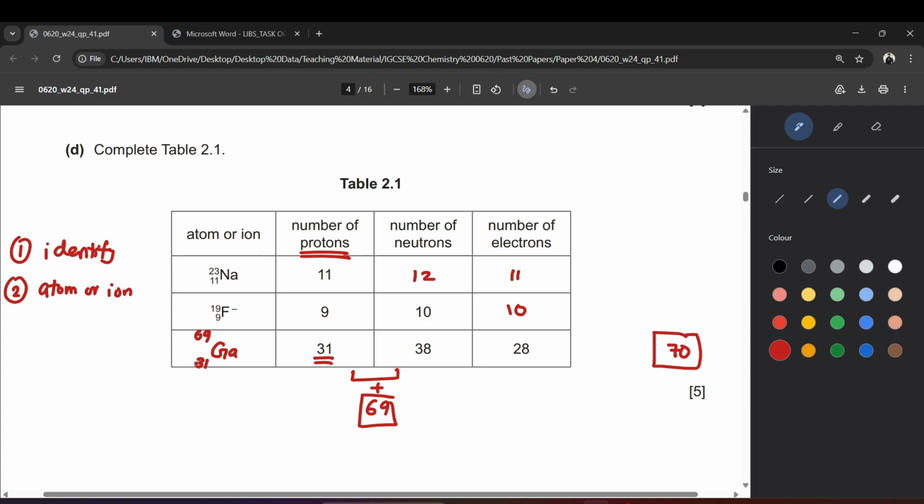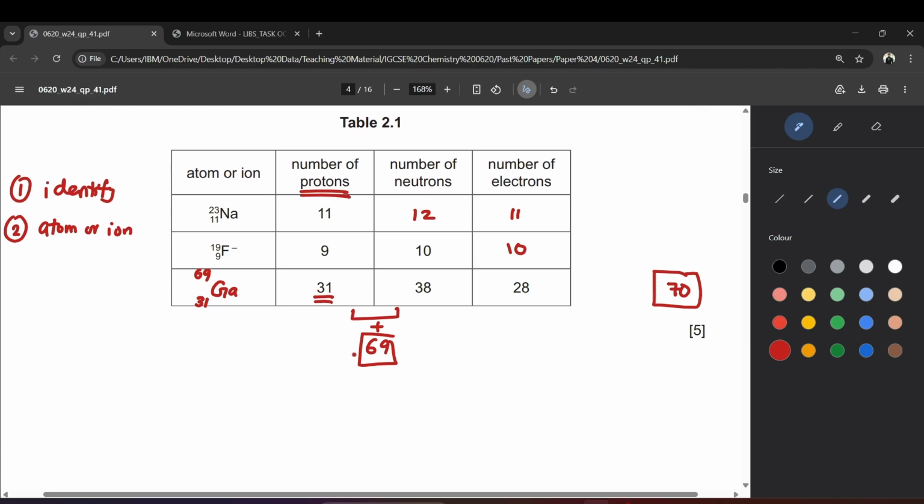The reason why this is different is because in the periodic table, you have been given one type of gallium atom, and over here, this is another type of gallium atom. So these are two isotopes of each other. So always make sure that whenever you have to write the nucleon number, you add from the numbers which are given in the table. Do not just randomly pick the value which is given on the periodic table. Okay, that's the first thing, identification.